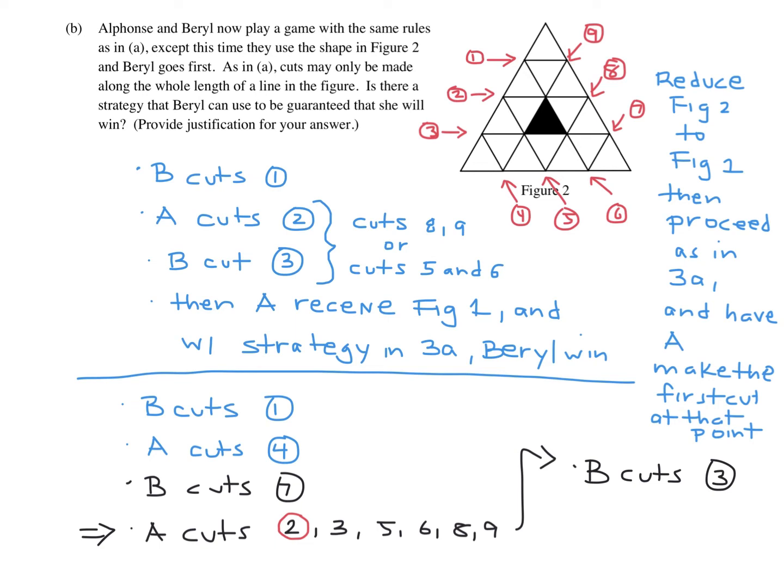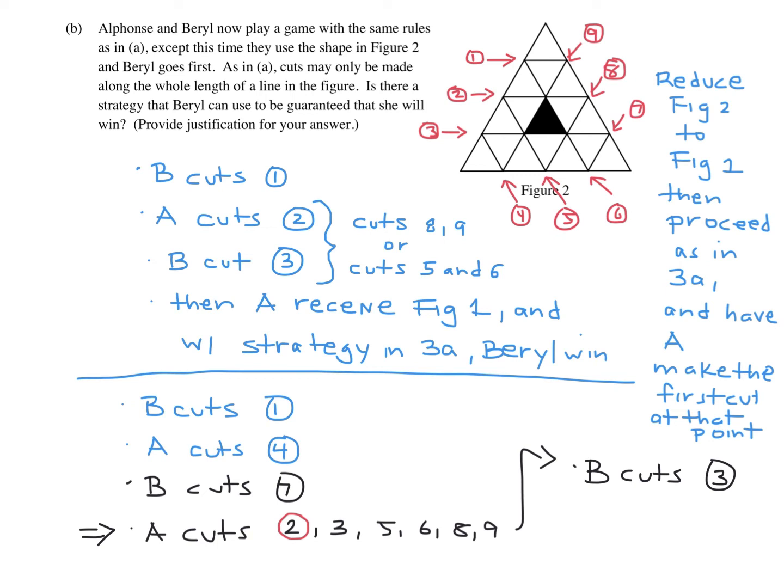So 1, 4, and 7 were these 3 steps, right? But let's say instead of cut 2, A decides to cut 5, like that. Well, Beryl would then have to cut 6 in order to make the remaining shape look like figure 1. So the point is that whatever A decides to do at this step right here, Beryl has an option in her step here to make the figure look like figure 1.